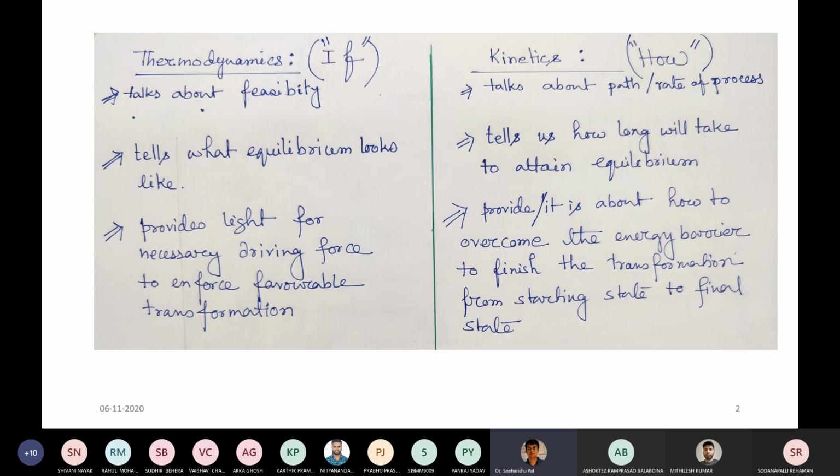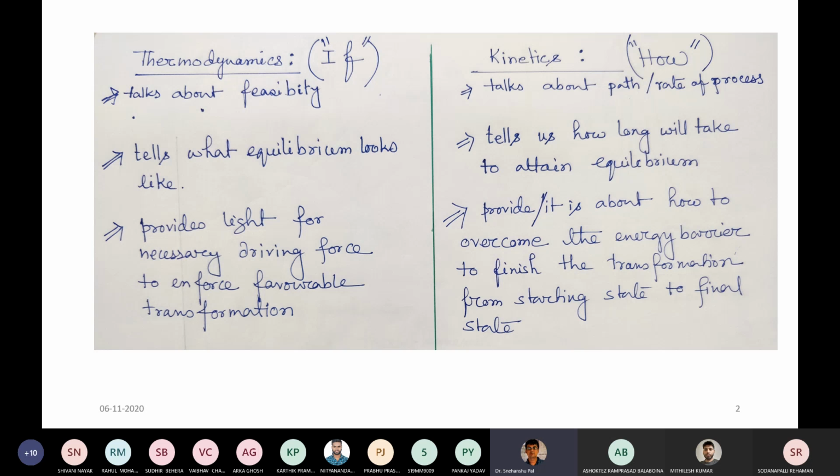So if you see, thermodynamics is basically all about whether it will occur or not. It will tell you it will happen or it is not going to happen. So it just talks about the feasibility. It always tells whether or not a process or a reaction can occur. So it talks about the possibilities. It is possible or not. So it's all about if.